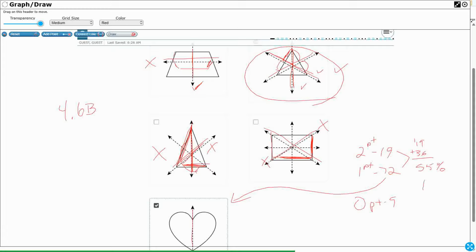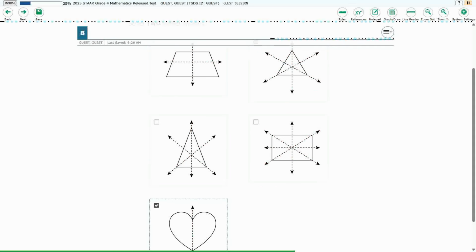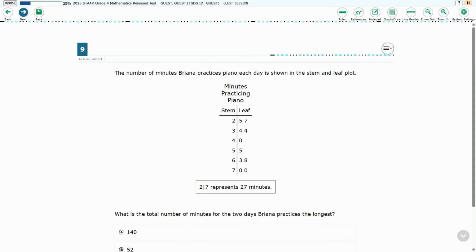This is a little bit on the easier side than the harder side, but kind of middle of the road, 13th easiest item on the test. But it was this equilateral triangle that I think really stumped students.